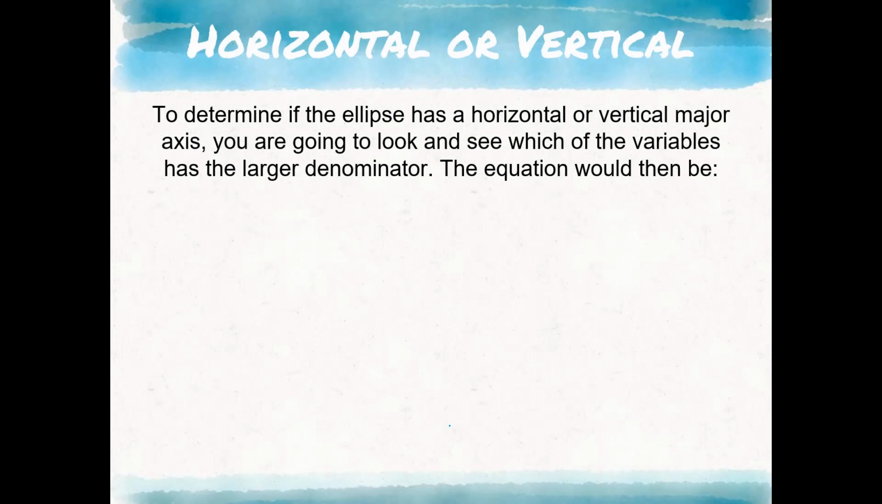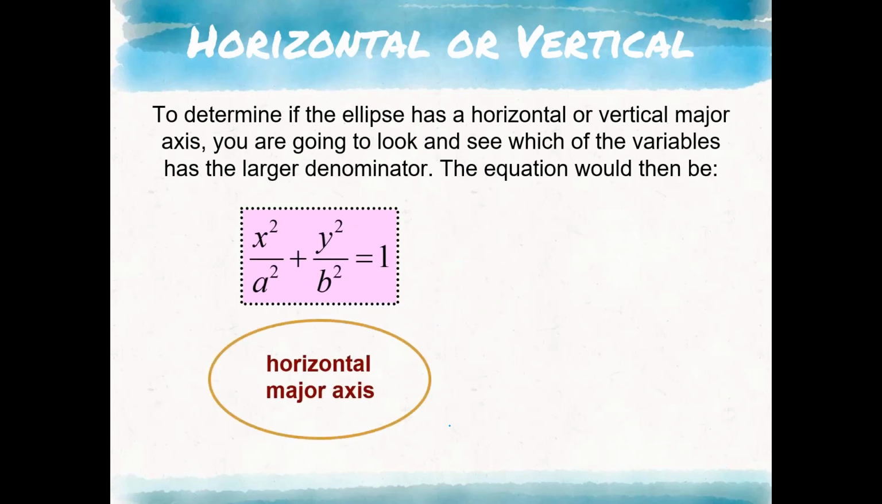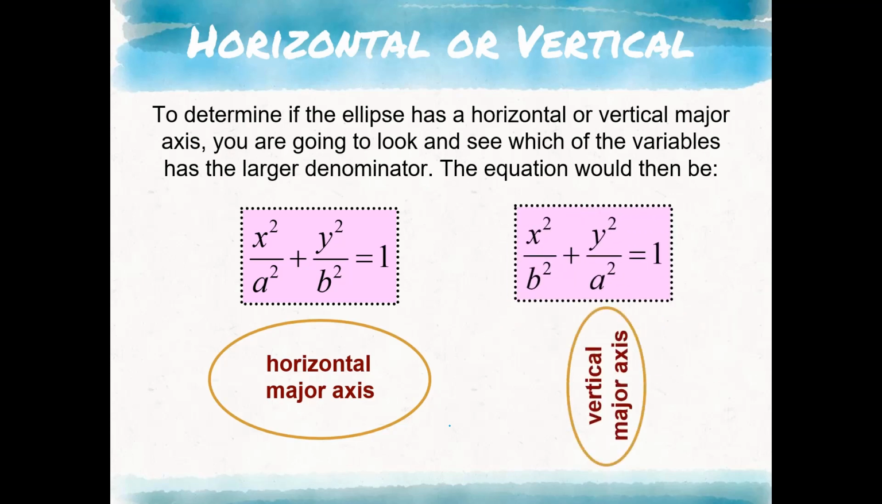So to determine if an ellipse has a horizontal or vertical major axis, you're going to look to see who has the bigger denominator. So if the A, because remember A has to be the bigger guy, is under the X, then you have a major horizontal axis. If the Y has the A, aka the bigger denominator, you have a vertical major axis.